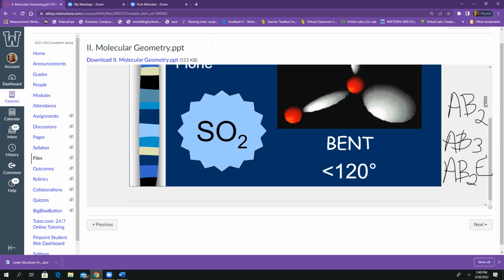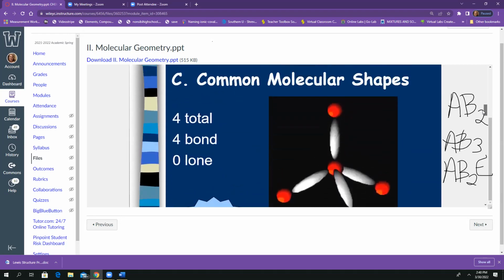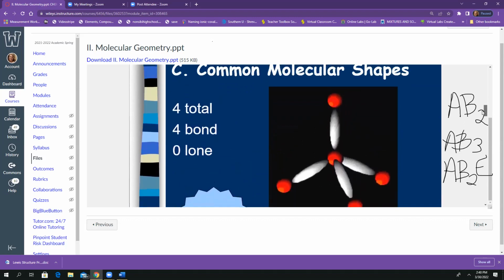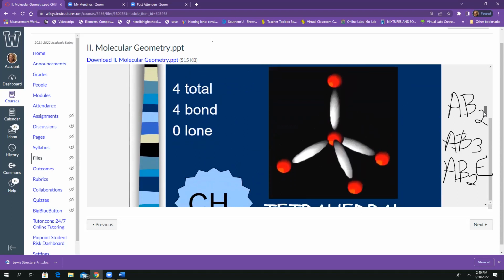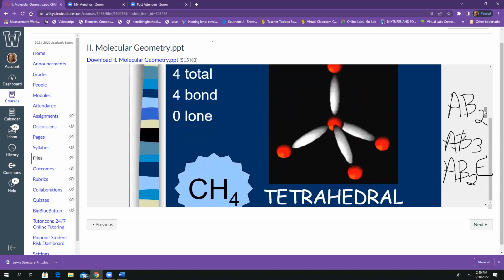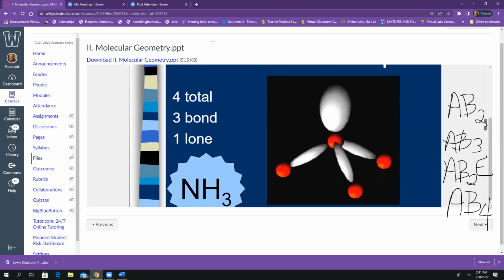All right, next one after that, this is an example, and it is CH4, which you saw the guy draw, and this is known as a tetrahedron. You notice there's 4 total, 0 are lone, and all of them are bonds. So to do this one, we're going to write it AB4, because there's 4 bonds. All right, next one after that, I should have started higher because I'm going to run out of space. You have the 4, 3, 1.